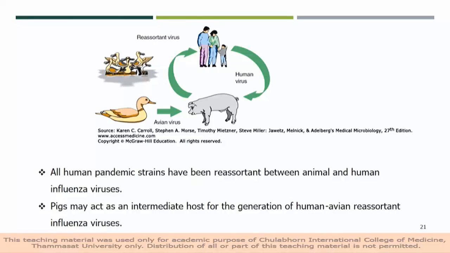Okay. Once there is reassortment between animal and human influenza viruses, a pandemic strain may occur. To date, all human pandemic strains have been reassortants between animal and human influenza viruses, and pigs may serve as an intermediate host for the generation of human-avian reassortant influenza virus, because pig cells contain receptors recognized by both human and avian influenza viruses.